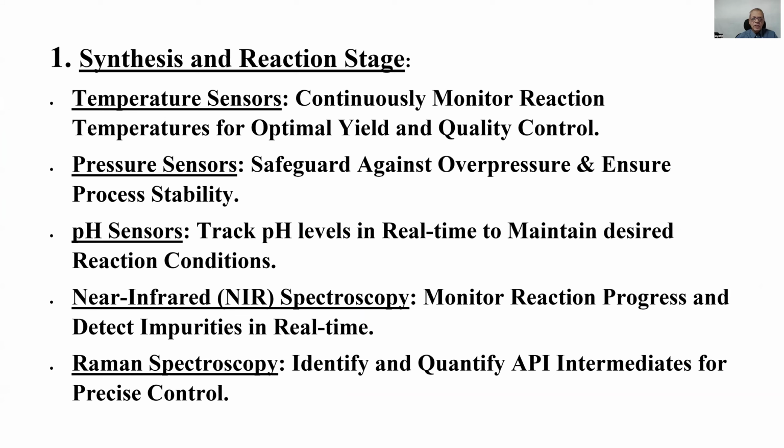Then comes near infrared spectrophotometry. This monitors the reaction progress and detects if there are any impurities in real time. The last is the Raman spectroscopy, which identifies and quantifies API intermediates with precision control.